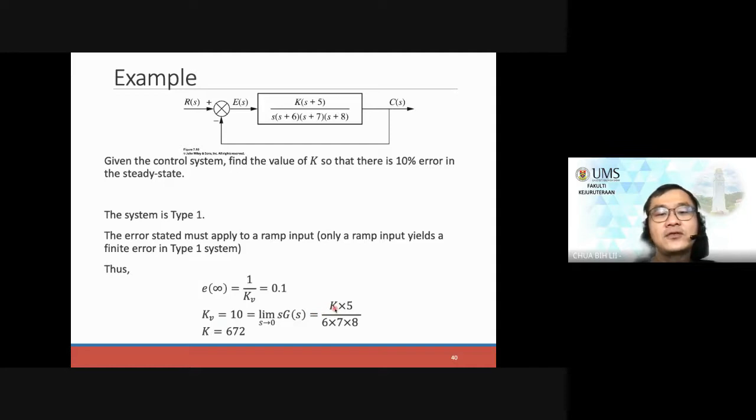Therefore, from here you can identify that the K should be 672, after you do some rounding, probably, right? But I guess this one doesn't need any rounding. Sometimes you may have a decimal point, so you do some rounding over there. So roughly, when you put the K value equal to 672, you should get this value of 10% error, okay?